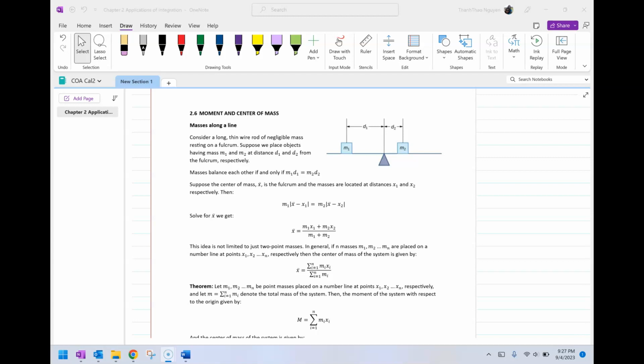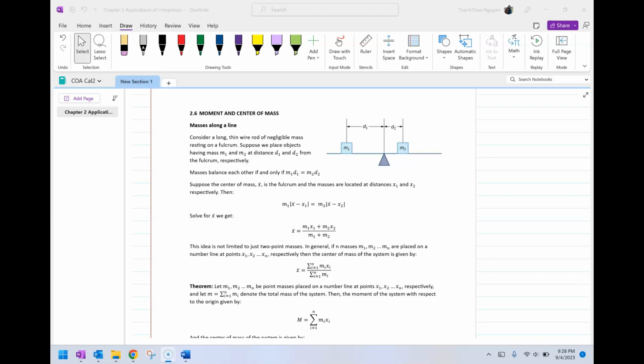Suppose that the center of mass x bar is the fulcrum and the masses are located at distances x1 and x2 respectively. Then the distance d1 is x bar minus x1 and the distance d2 is x bar minus x2. Substitute that into our formula and solve for x bar. We get x bar equals m1 times x1 plus m2 times x2, divided by m1 plus m2. This idea is not limited to just two point masses.